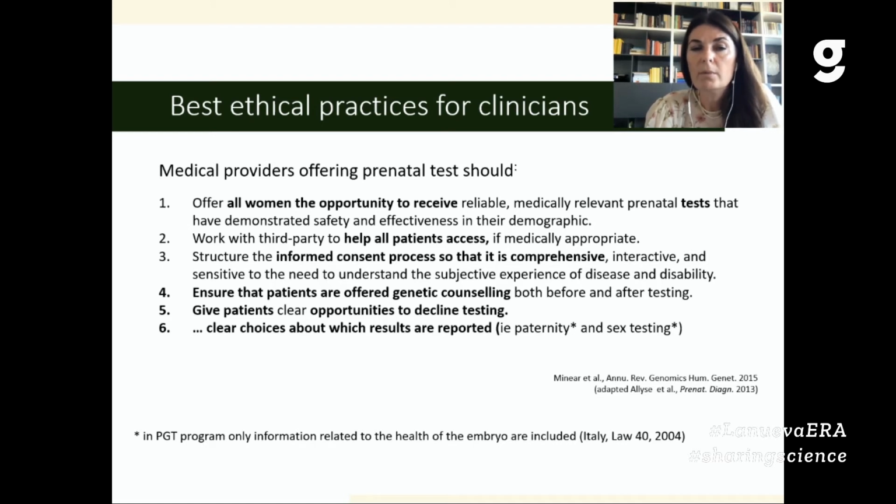So this is why probably it needs to be done in a reference lab that has undergone a specific educational program regarding the PGT-A procedure.